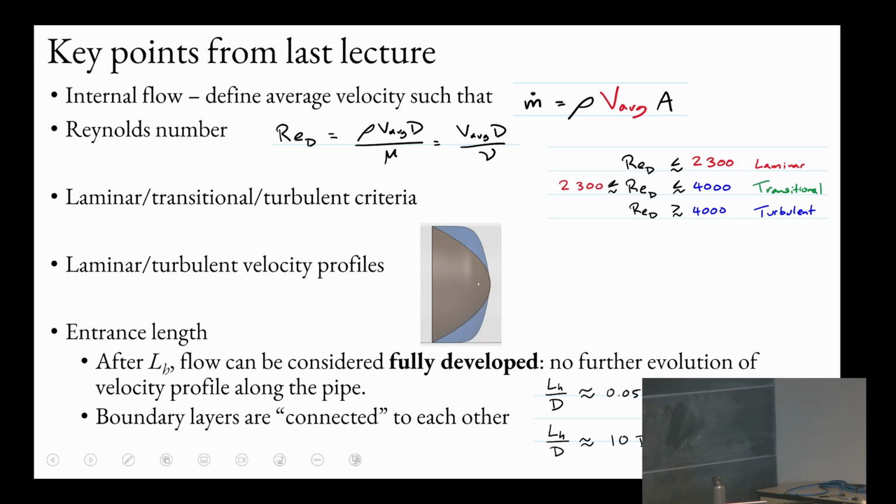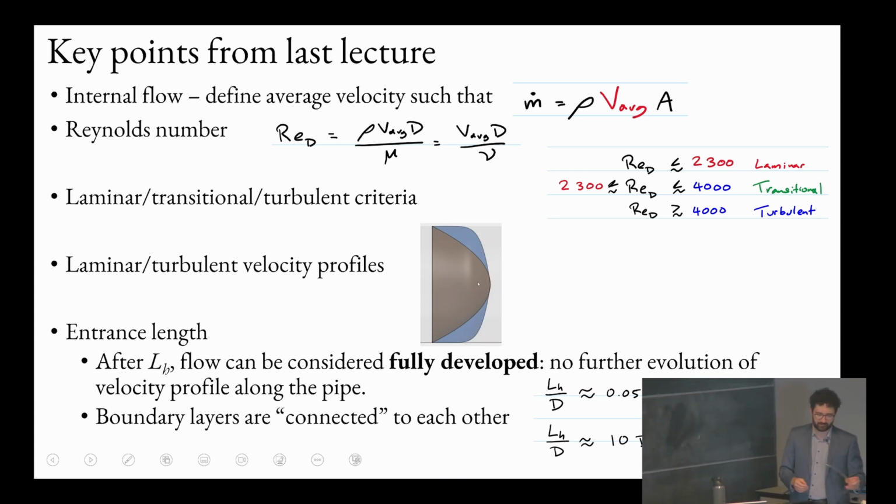So we have some expressions here. For a laminar flow, that entrance length depends on the Reynolds number, but for a turbulent flow, a good rule of thumb is just 10 diameters from the entrance. And like I said, most engineering flows are turbulent.